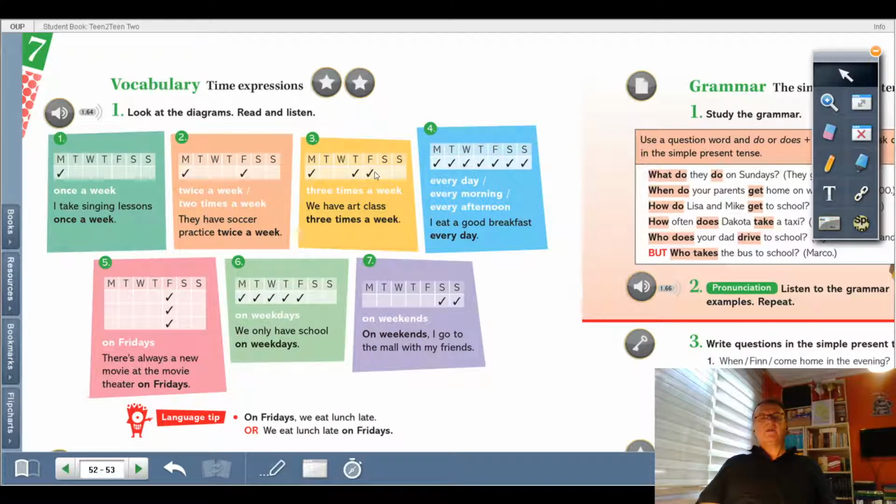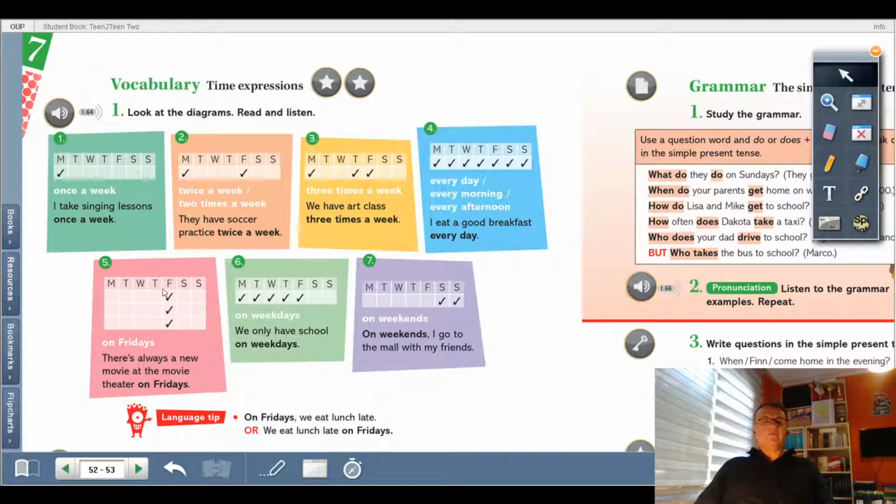Monday, Tuesday, Thursday and Friday. 1, 2, 3. So we say 3 times a week. We have art class 3 times a week, they say. So for every day, you see, Monday, Tuesday, Wednesday, Thursday, Friday, Saturday, Sunday. All the days of the week. Every day, every morning, every afternoon, you can say, good morning, morning. Good afternoon, afternoon. So I eat a good breakfast every day, we say.